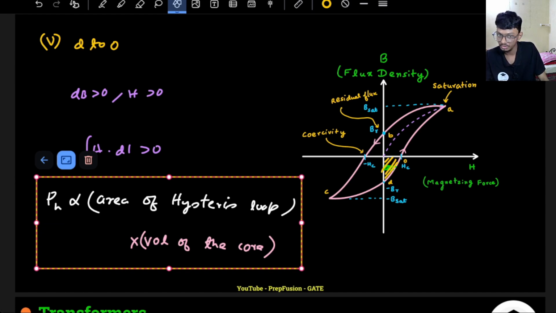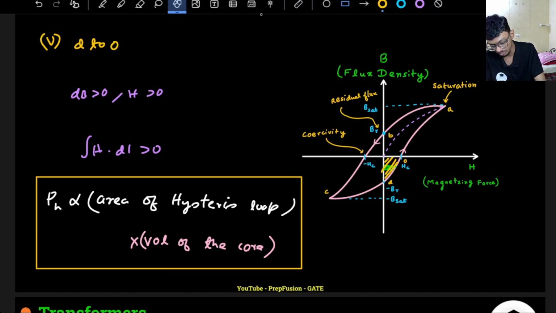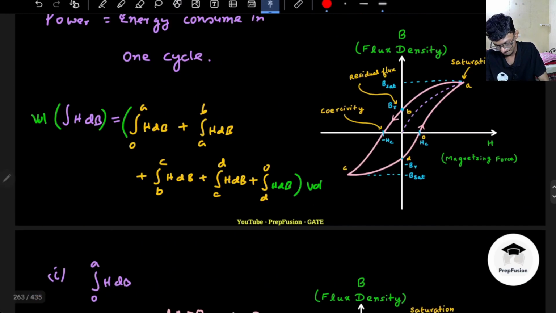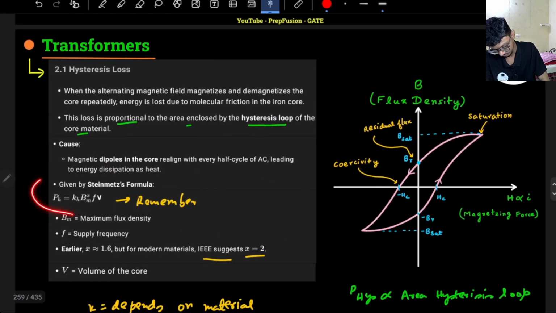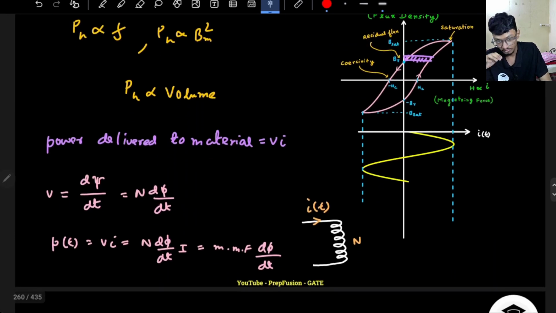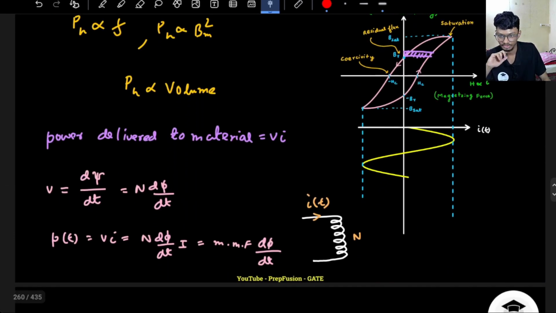I have given you the formula as well, and how is the formula related? If the BH curve is given, then you will solve using these concepts. If the BH curve is not given, you will directly use the formula. The formula is here. Got it? So that's how you solve for the hysteresis loop. I hope you have understood this basic point.